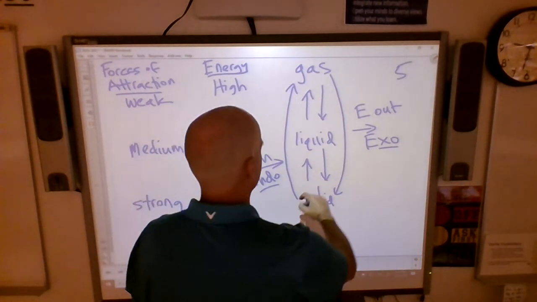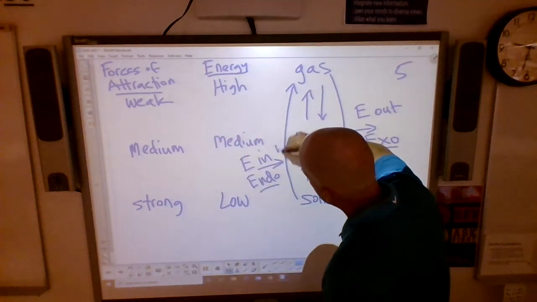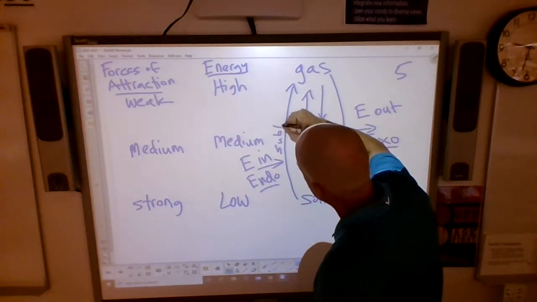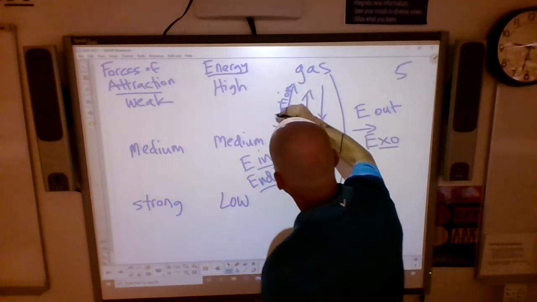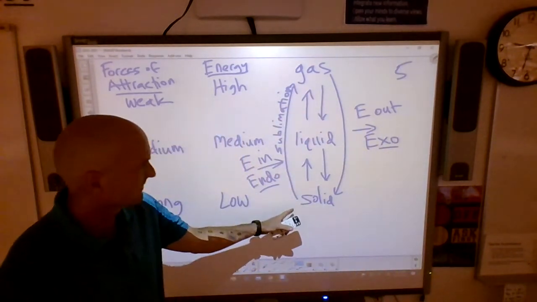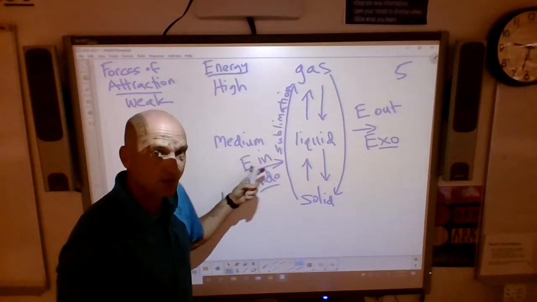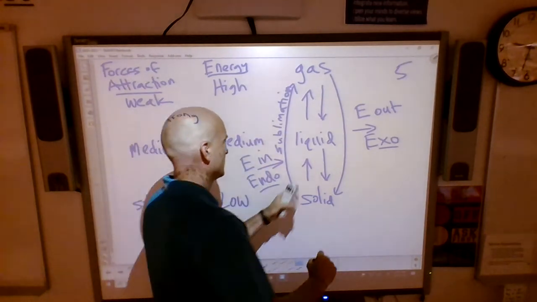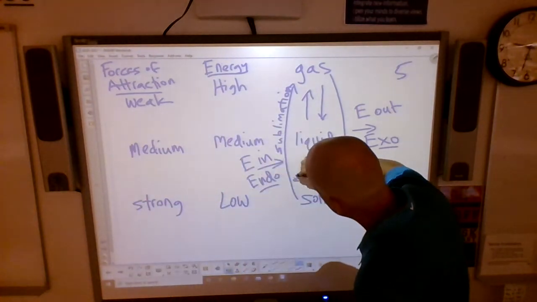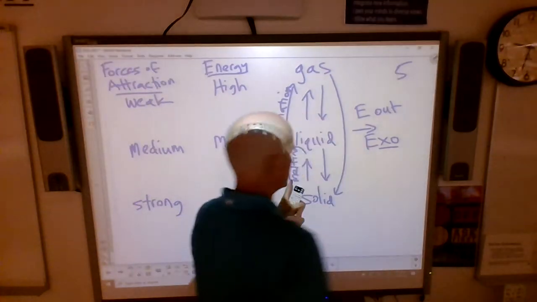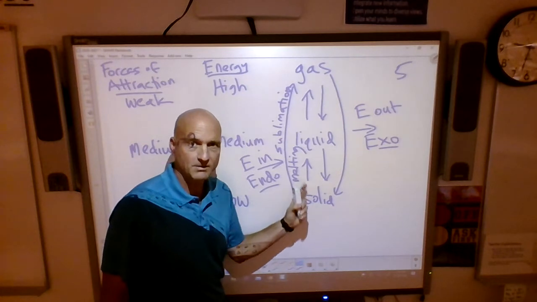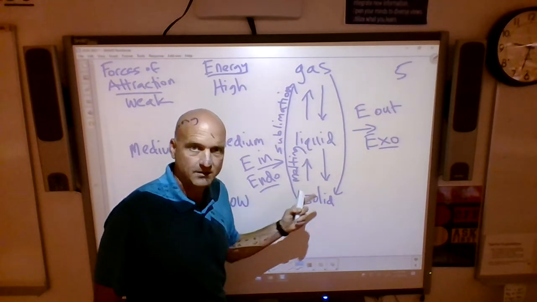So each of these has a name. There are 3 on the left side. Here we've got sublimation. That one's kind of a weird one. But some substances go directly from a solid to a gas. That's an endothermic process. Here's melting. Melting is an endothermic process. Energy has to come in.